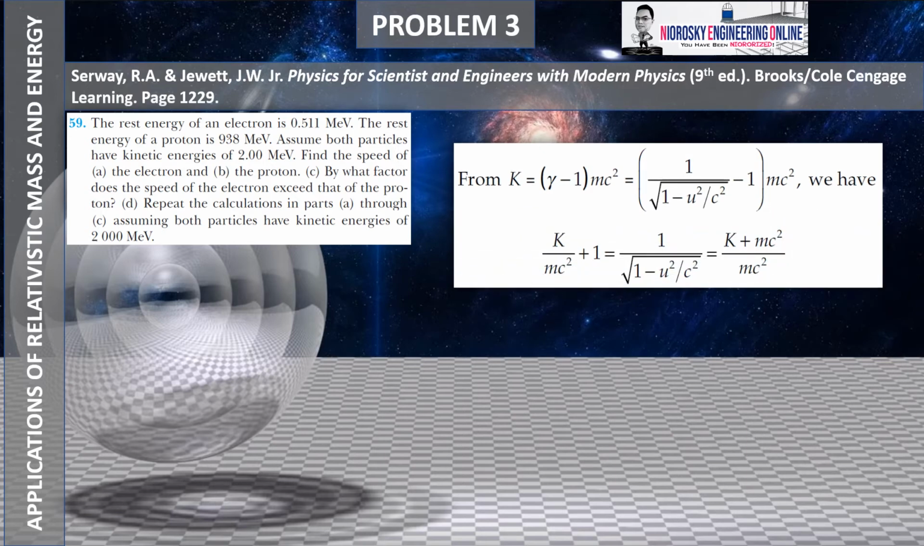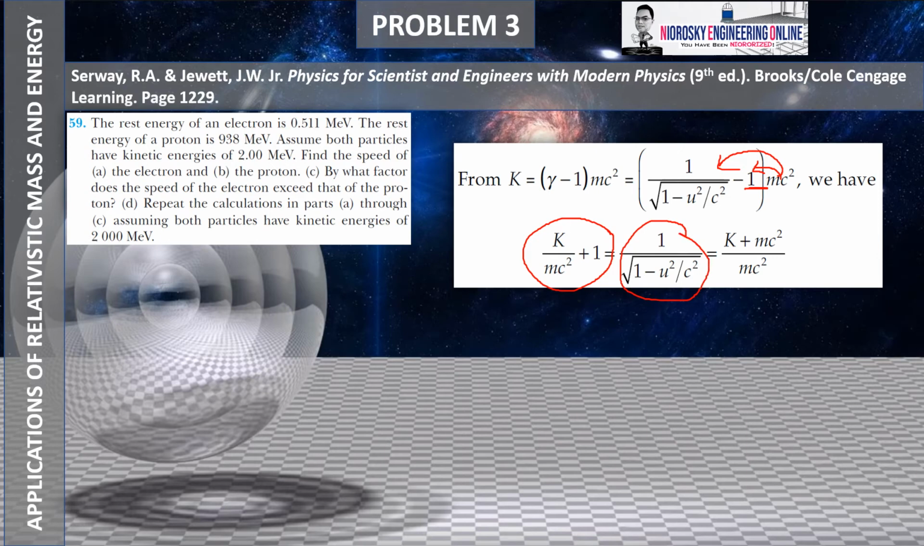What we have done here is we get the common denominator, then extract mc squared inside, and simplify by transposing this minus mc squared to the left side. That's why we got K over mc squared plus 1. In the other way, it's up to you, it can be written as K divided by mc squared plus 1 as a transposition equals the factor gamma.